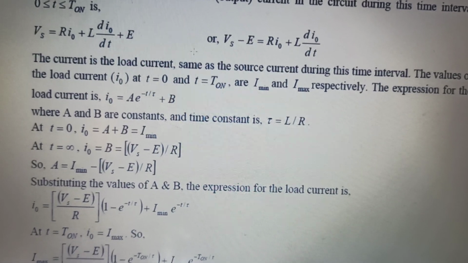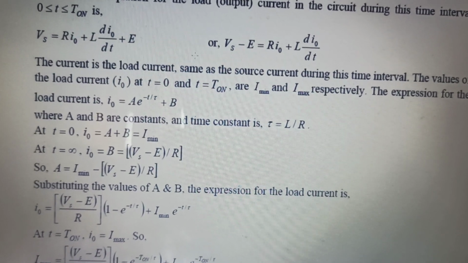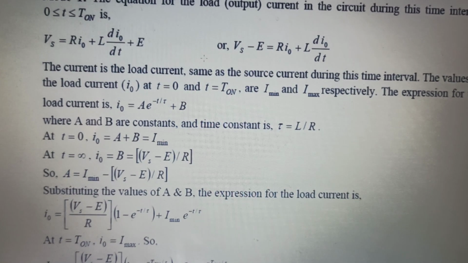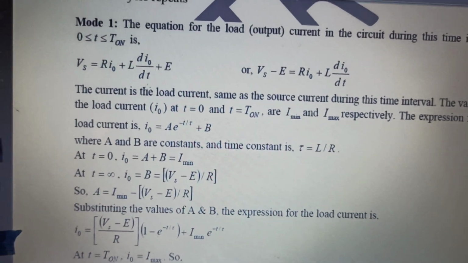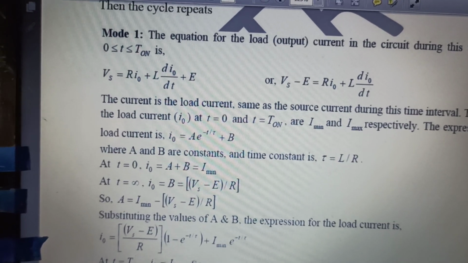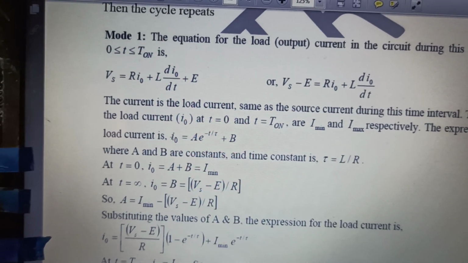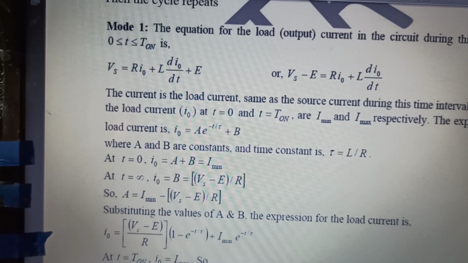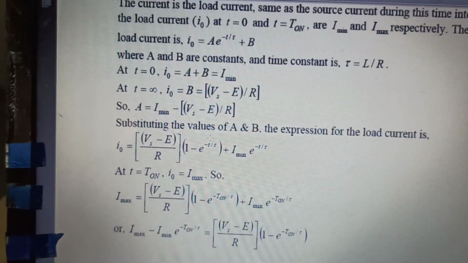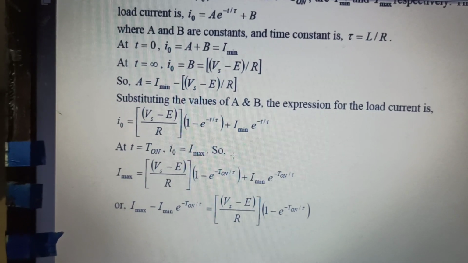After that, at time t equals infinity, we can simply get the expression, which is obviously (Vs minus E) by R. That is the value of current. When you put t equals infinity in this equation, it gives you b, so b should equal this part. So we have obtained b, and we can obtain a. Now that a is there, we can straight away write i naught as a function of Vs minus E and I minimum. I think it is very easy.